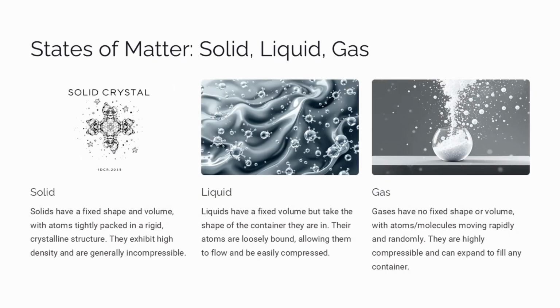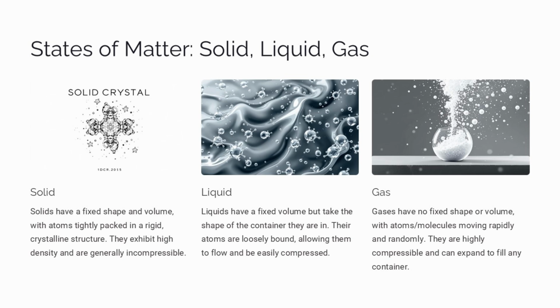Solid matter has a fixed shape and volume, with atoms tightly packed in a rigid, crystalline structure. Solids exhibit high density and are generally incompressible. Liquids have a fixed volume, but take the shape of the container they are in. Liquid atoms are loosely bound, allowing them to flow and be easily compressed.